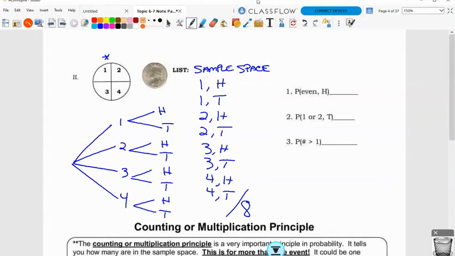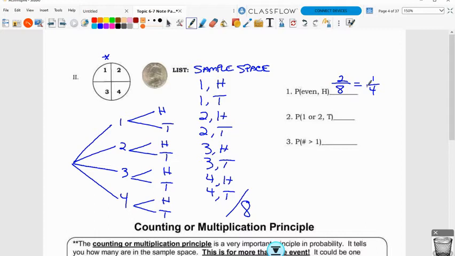Now that we have our tree and our list done, let's answer the following probability questions. Number 1, they want the probability of getting an even number on the spinner with heads on the coin. All right, even numbers. The 2 even numbers are 2 and 4. So we're looking for 2 and 4 followed by heads. There's 2 with heads. There's 4 with heads. That's a probability of 2 out of 8. All right, that can simplify down to 1 out of 4. Okay, so out of the 8 possible outcomes, 2 of them were even number followed by heads. 2 out of 8 simplifies to 1 out of 4.